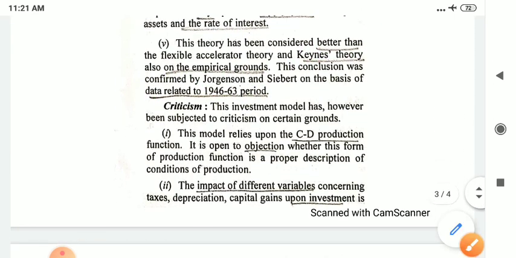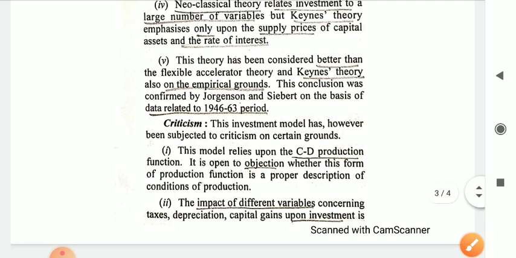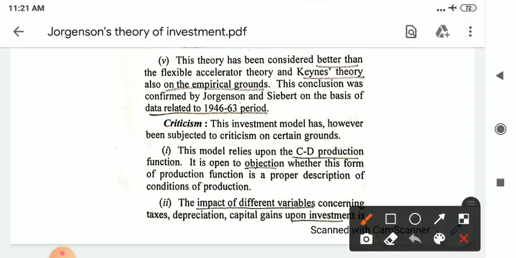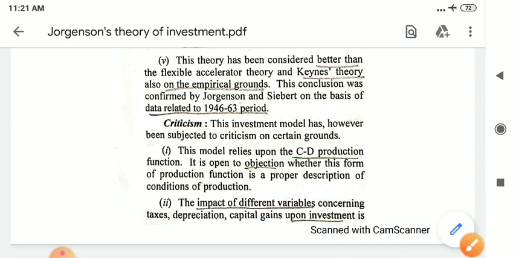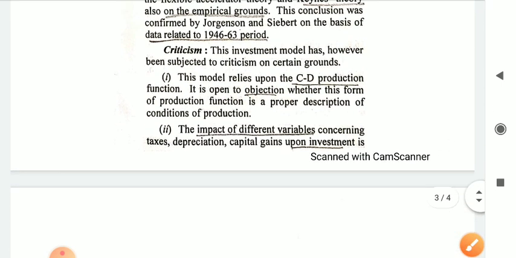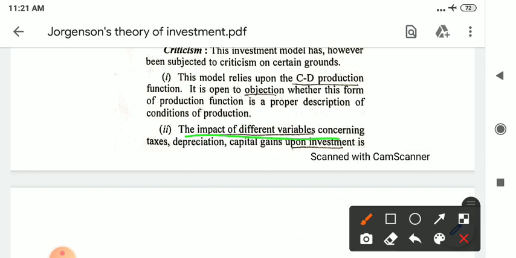So now we talk of the criticism of Jorgensen's model. Regarding the criticism, we can say that Jorgensen's model is dependent upon the Cobb-Douglas production function, but critics have objected to taking this very production function, that is the linear homogeneous production function, which has been taken by Jorgensen for explaining his investment function. After that, we see that Jorgensen's model is having the impact of different variables which are taken in Jorgensen's model and their impact on the investment.